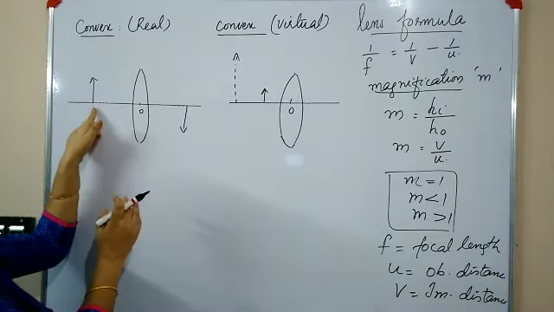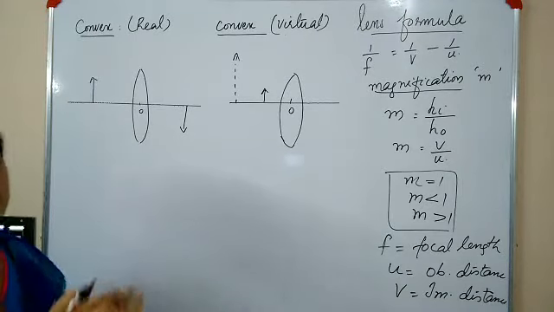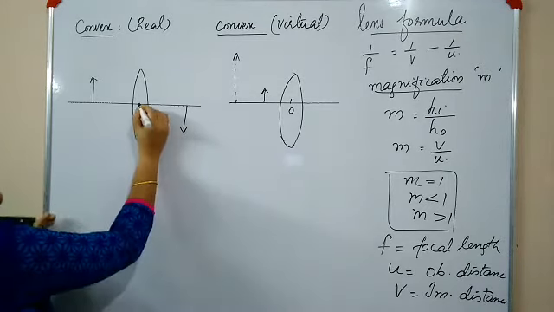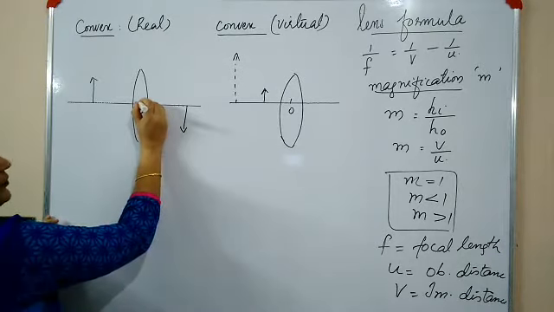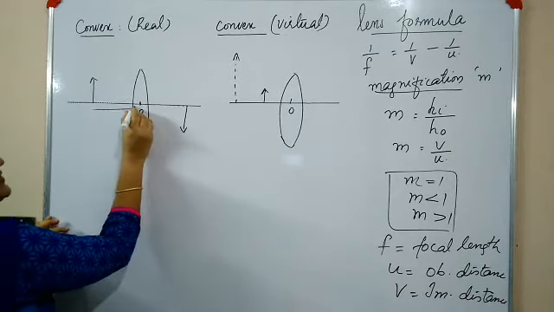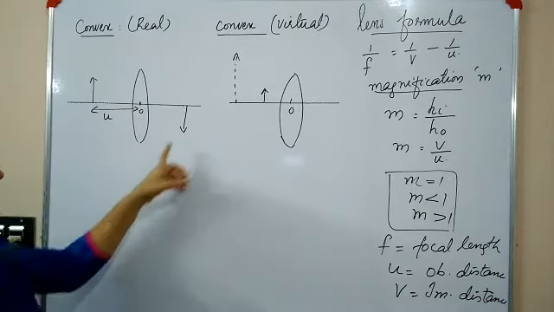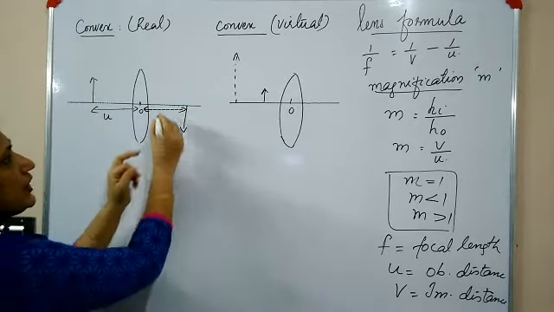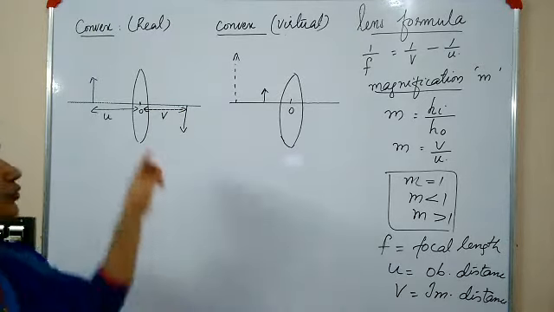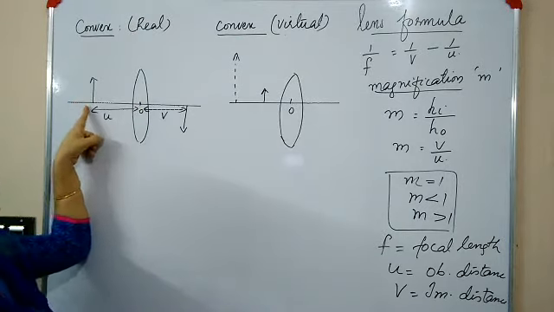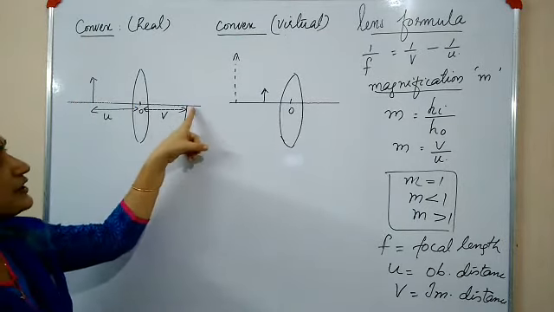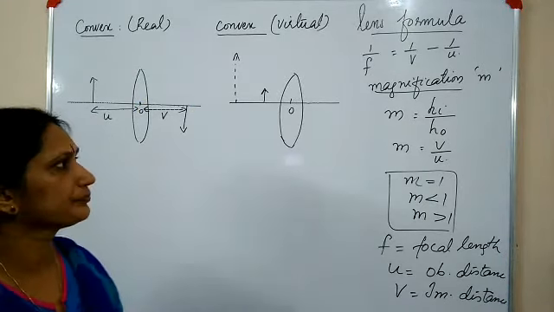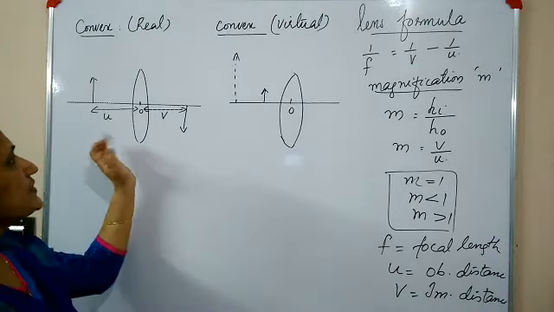So this is the object, and all the distances you have to measure from the optical center. The distance from optical center to object is called u, and this is the image. The distance from optical center to image is known as v. U means distance from optical center to object, v means distance from optical center to image. All the distances are to be measured from optical center. Then how to decide the sign?